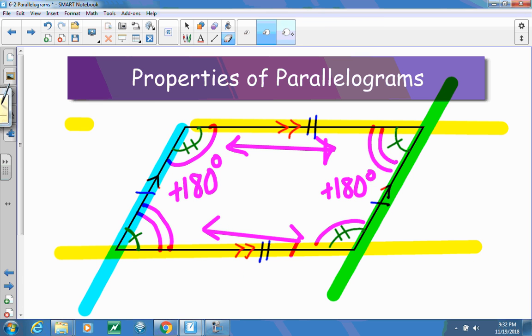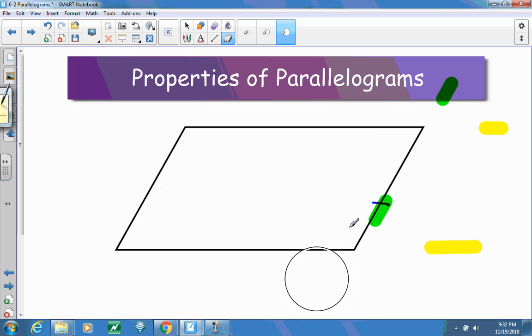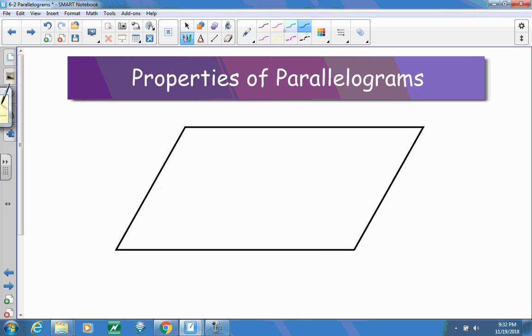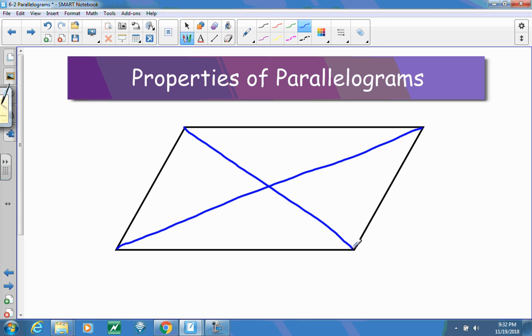Now I'm going to erase what I have on here just so I can get to the last one without all this stuff on there. The last property that we're going to talk about has to do with the diagonals. A diagonal of a parallelogram is a segment that's drawn from one vertex to the opposite vertex. And we can draw two diagonals when we look at a parallelogram.